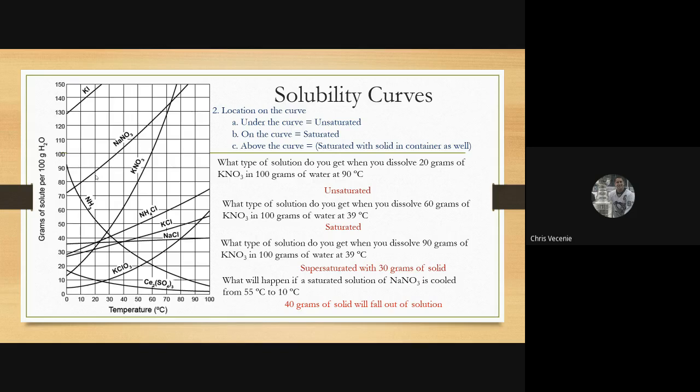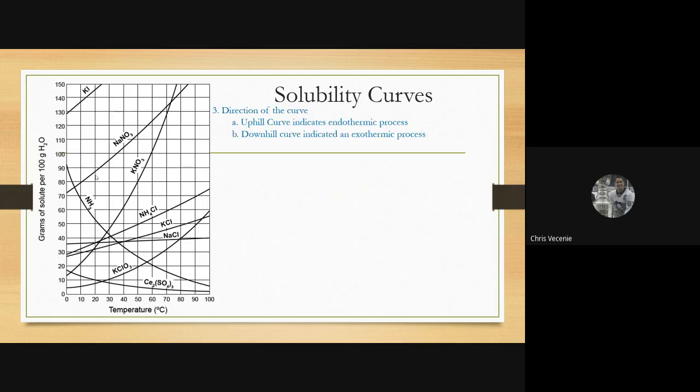Last one we could talk about is the direction of the curve, the uphill, downhill. If an uphill curve indicates endothermic, this is why. Look at your NaNO3. As I increase the temp, it can dissolve more and more solid. That means heat lives on the left side of the dissolving equation. That's why it's endothermic. The downhill ones are exothermic, because they do the exact opposite. I add heat and they become less soluble. It shifts them to the reactant side.